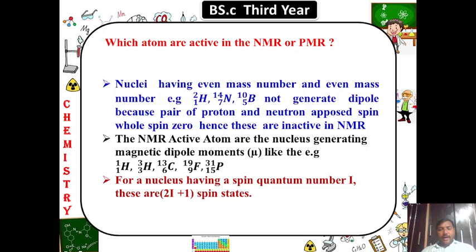The NMR active atoms are those nuclei generating magnetic dipole moments mu, for example 1H1, 1H3 triton, 6C13, 9F19, and 15P31. Phosphorus 15P31 is also active in NMR spectroscopy, that is, phosphorus NMR spectroscopy. For a nucleus with spin quantum number I, there are 2I plus 1 spin states.